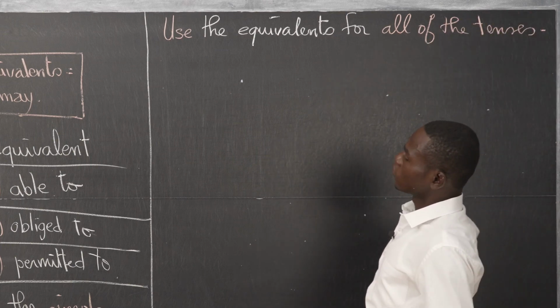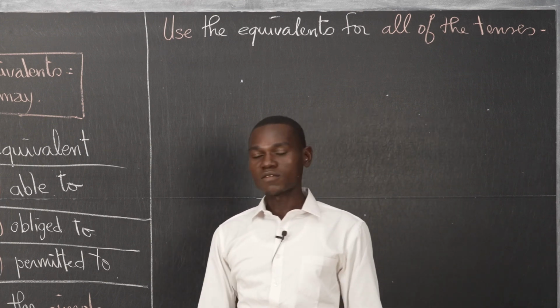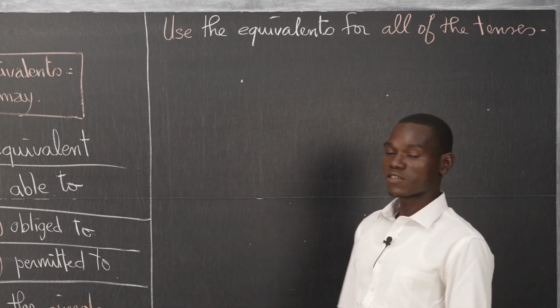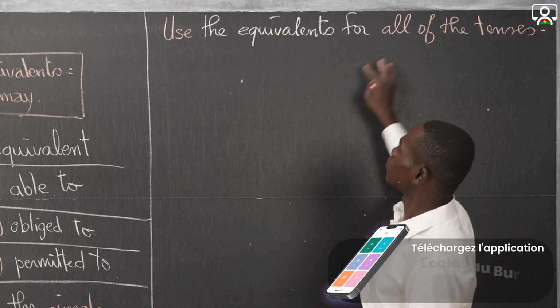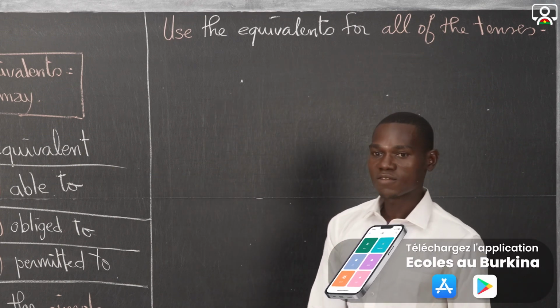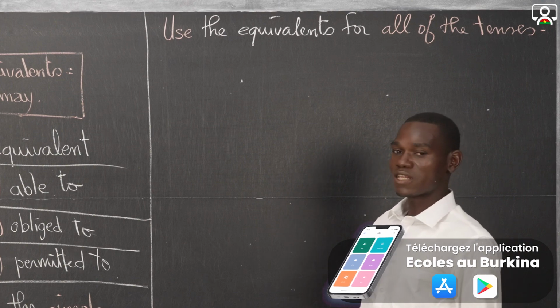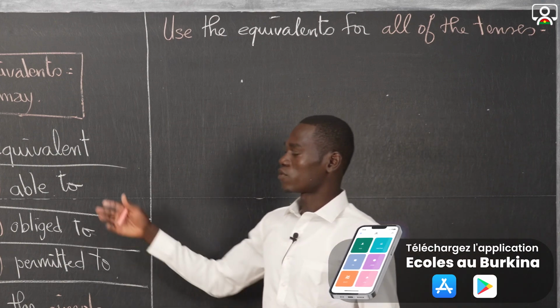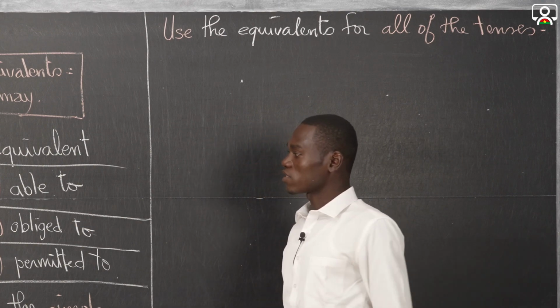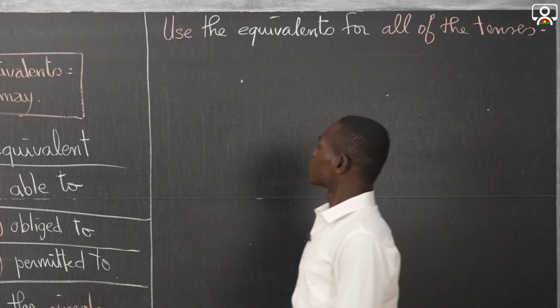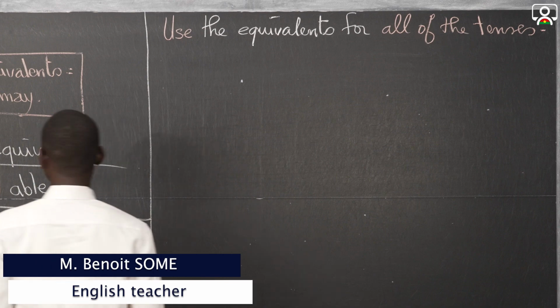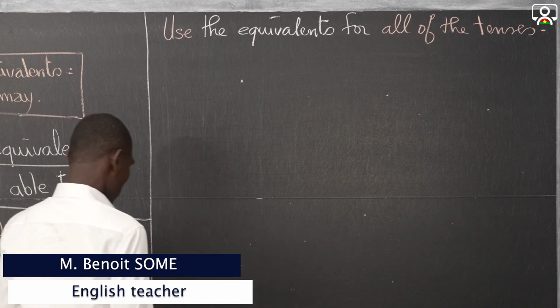You can have the simple present, the simple past, the simple future, the present perfect using the equivalents. But if you are just limited to the simple present and the simple past, you can use the full form of the modal.